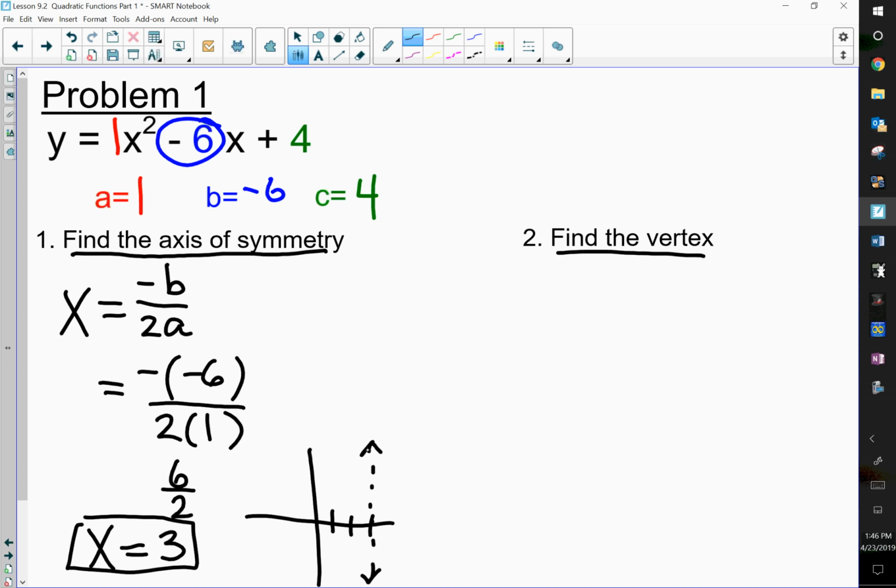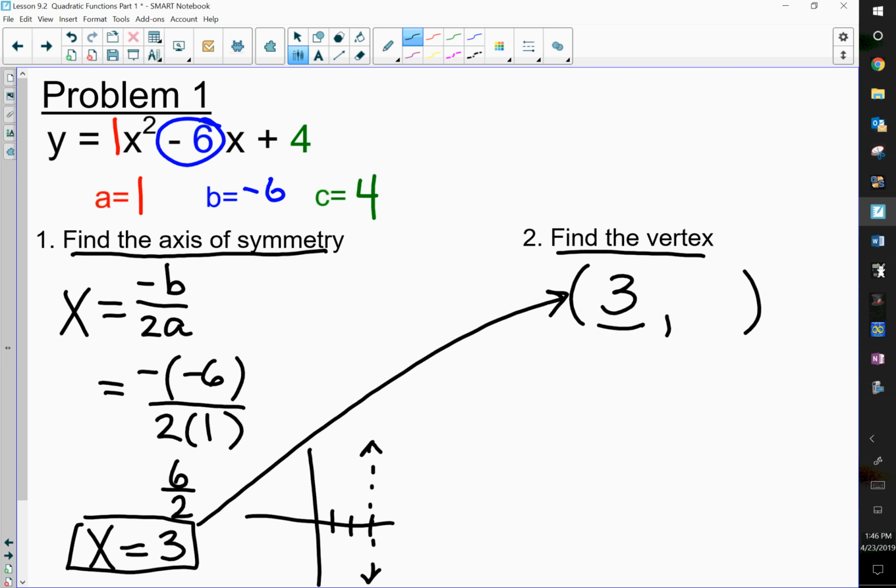So the vertex is a point on the quadratic function or on the parabola. To find the vertex, what you're looking for is an x and a y coordinate. The vertex will always be on the axis of symmetry. So if you found the axis of symmetry, which is x equals 3, then you found half of the vertex. You found the x coordinate. So you can put that there.